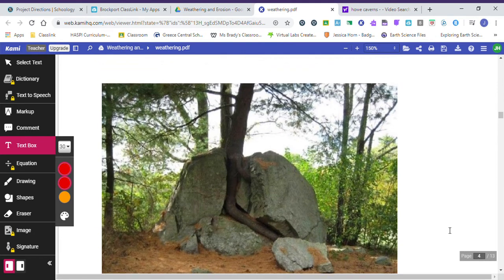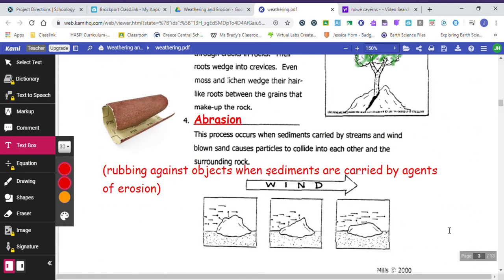But this is a picture of something that I found in the Adirondacks, and this is an example of organic activity. So this tree physically separated this rock because it started to grow in a little tiny crack, and then as it got bigger and bigger and bigger, it moved the rock farther apart. All right, I'm going to go back up to here.